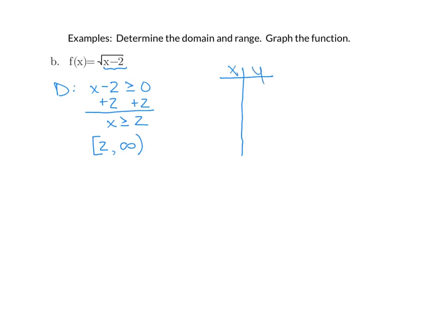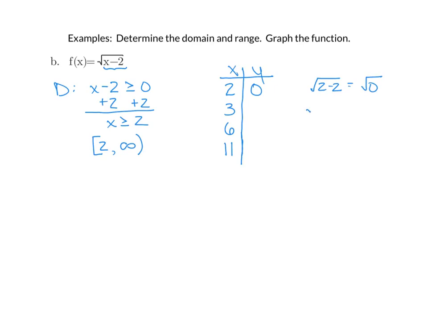Now again, you can pick any numbers bigger than 2, but I'm going to limit it to numbers that are going to give me nice values. So I'm going to go with 2, 3, 6, and 11. All right, so if we plug this in, we get the square root of 2 minus 2, or the square root of 0, which is 0.